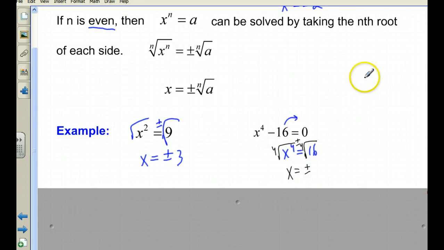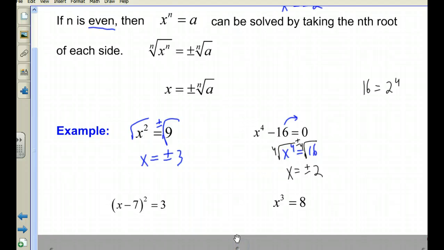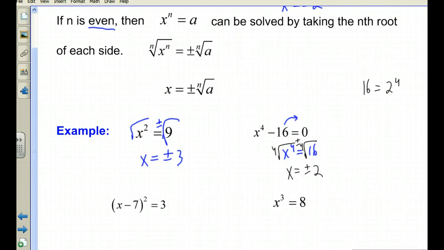And if you don't know the fourth root of 16 by heart, the prime factorization of 16 is 2 to the fourth. So if you take the fourth root of 2 to the fourth, you're left with just 2. So the answer would be plus or minus 2 in that problem. Just slightly different variations of the same thing here.